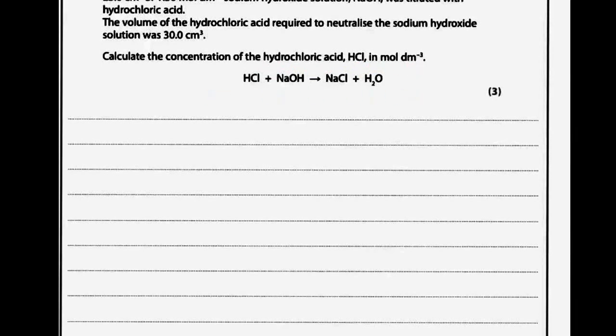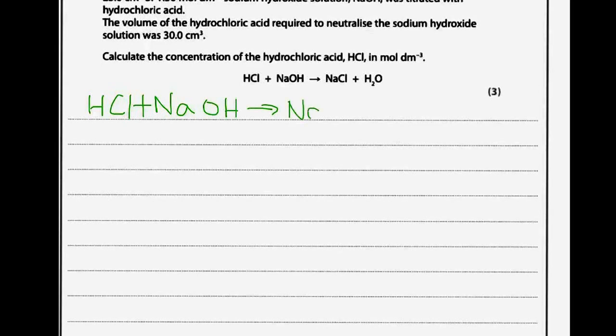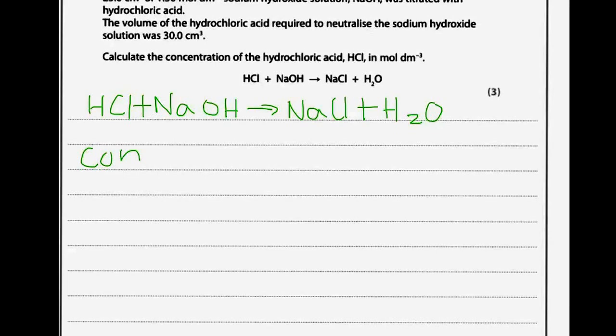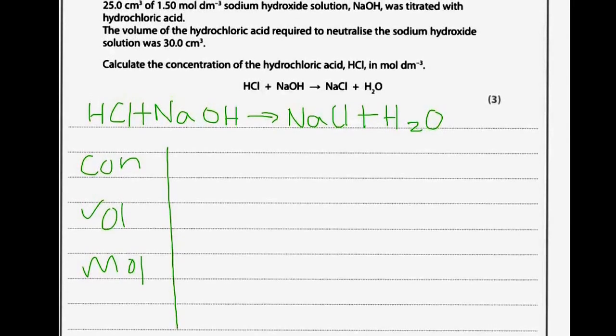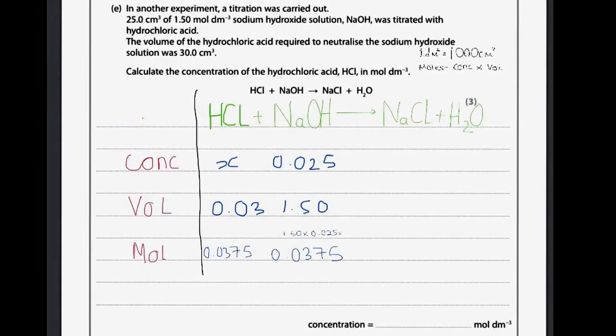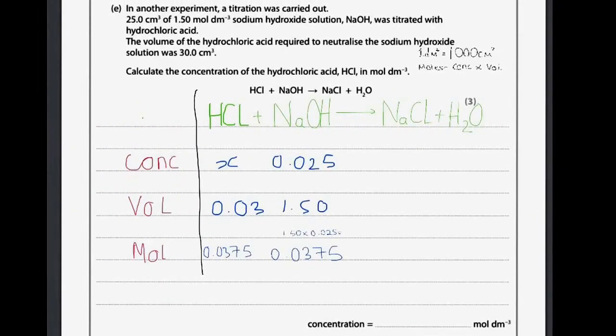And then it gives you the equation. I would write out the equation first, because you might not have a 1-to-1 ratio, so that might be hard. Now we write it out. After I write it out, we need to set this up. So we have concentration, volume, and moles.